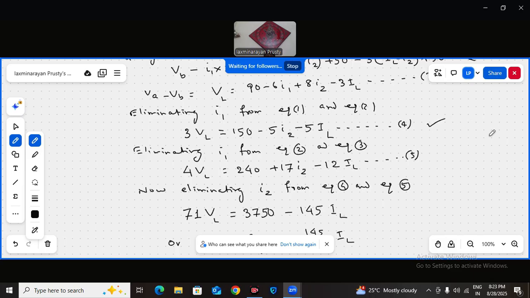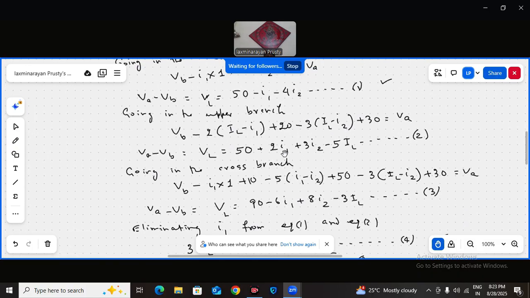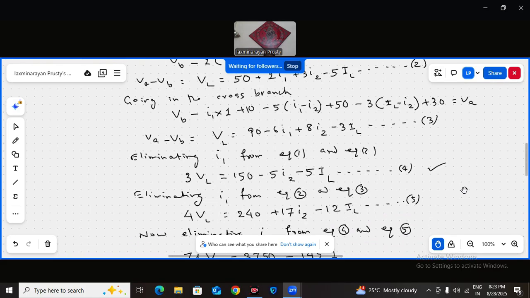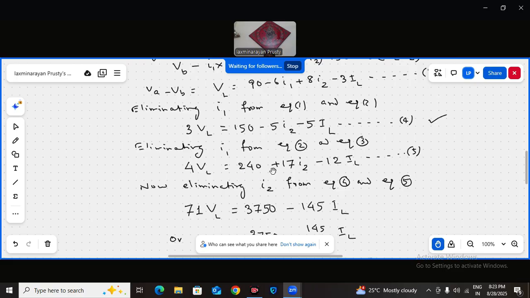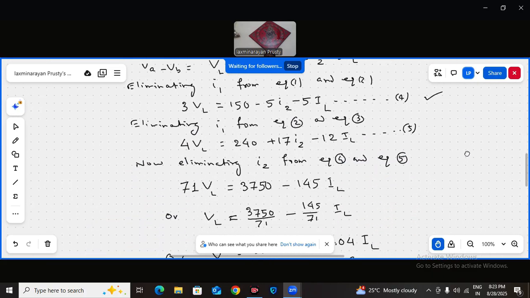Eliminating I1 from 2 and 3. How will we eliminate I1 from 2 and 3? It is 2I1 and 6I1, so multiply by 3 and add again. So 3VL plus VL is 4VL, 150 plus 90 is 240, 4VL plus 240. I1 is eliminated, and after adding this it becomes 17I2. Look at 2 and 3: 9I2 plus 8 is 17I2, 15 minus 3, that is 21.